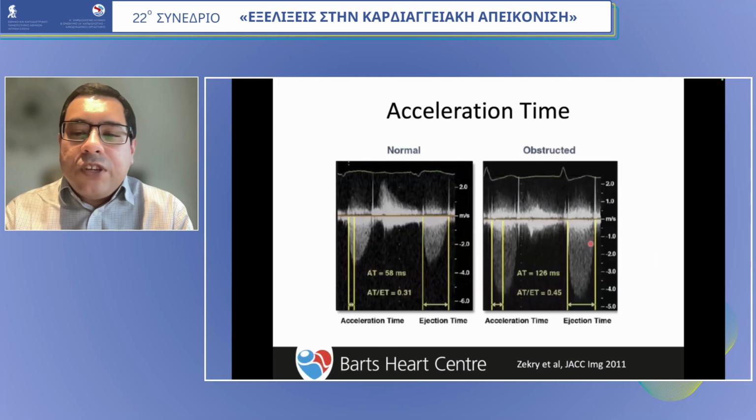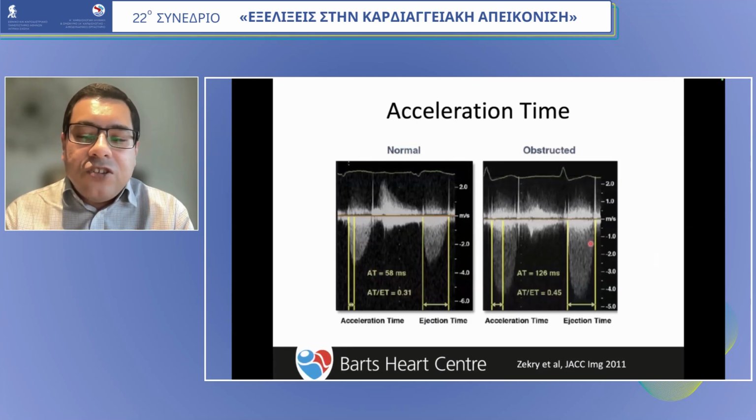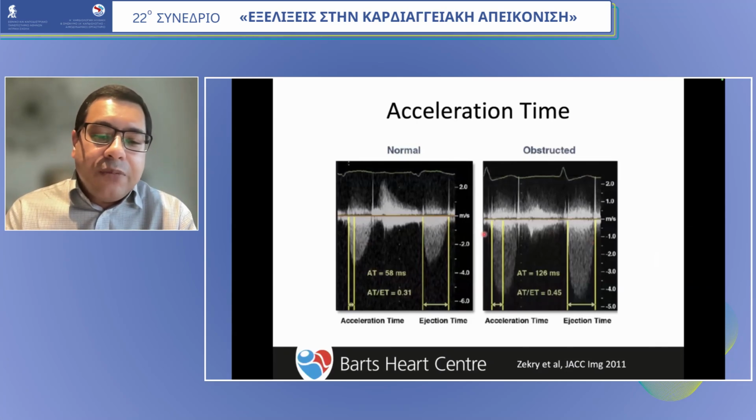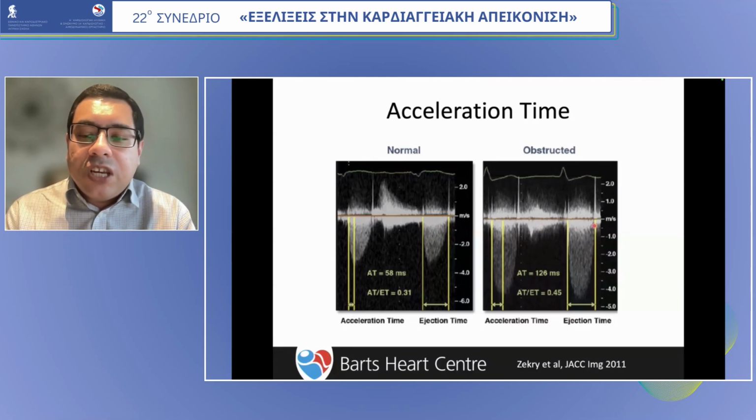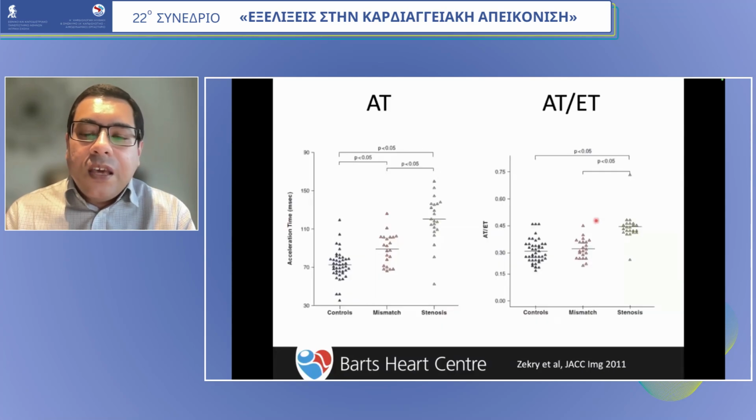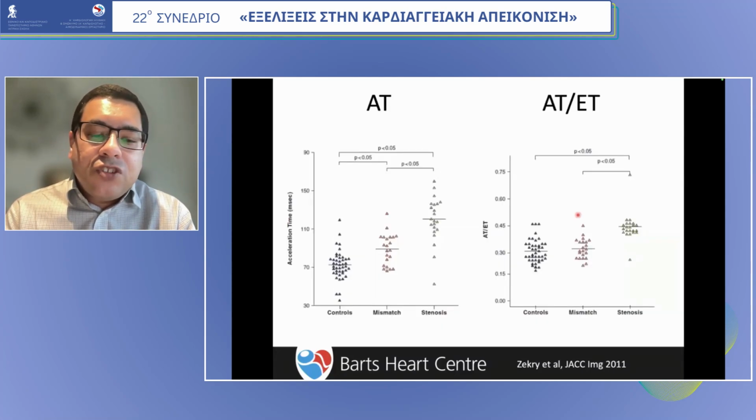And then we can use other features such as acceleration time and ejection time. Acceleration time we can measure quite nicely on a simple Doppler, from the start of ejection to peak, and we can measure the ejection time of the whole Doppler trace. With that, this helps us differentiate, because acceleration time, as you see here, if you have controls, those are patient prosthetic mismatch, and those with a stenotic or occluded valve, whatever the cause, is higher.